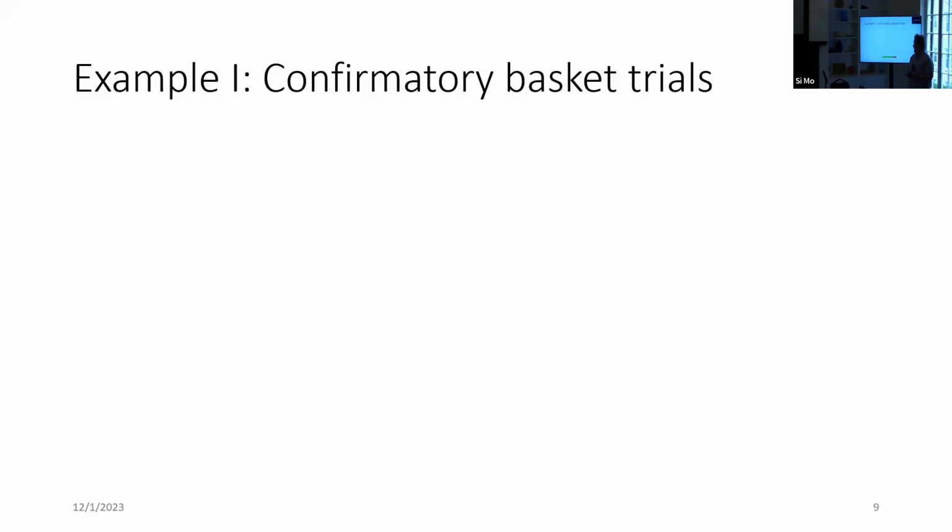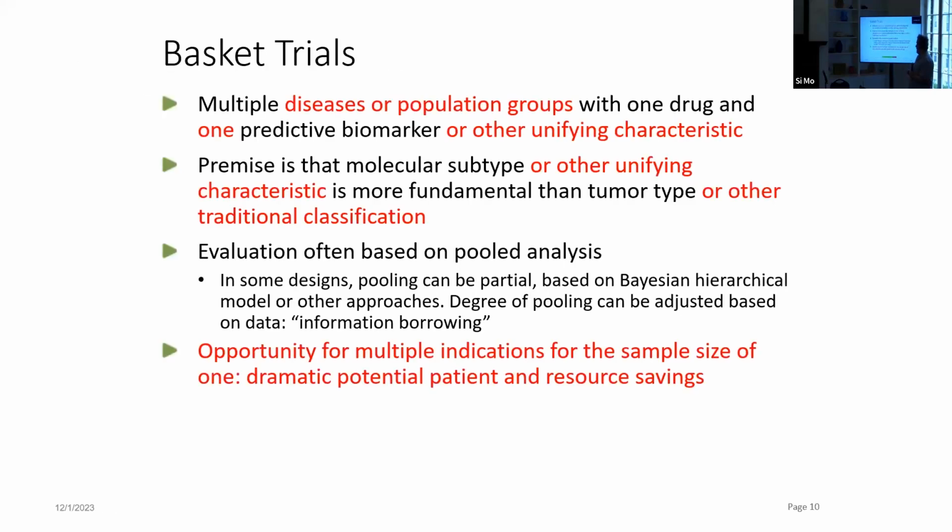Next slide, please. I'm going to give you two examples of innovations that I'm interested in. One is basket trials. Basket trials include multiple diseases or population groups that are traditionally considered distinct, but based on our increased scientific understanding, they have a key molecular or other physiologic characteristic that binds them together and makes them quite similar. The premise is that this molecular subtype or other unifying characteristic is more fundamental than the traditional classification.